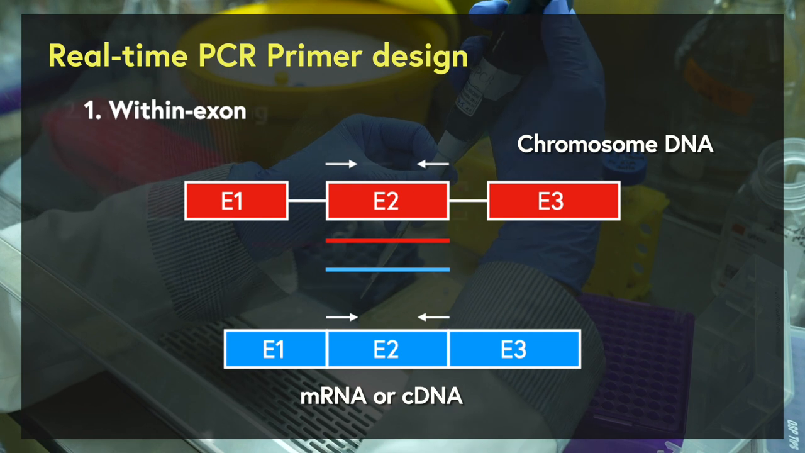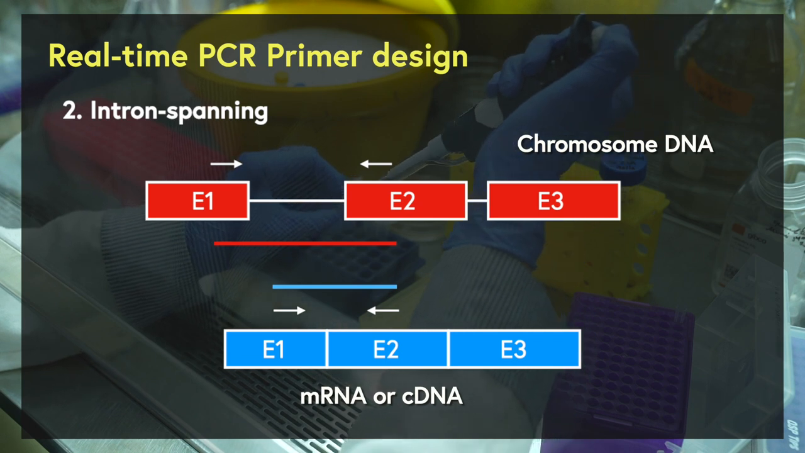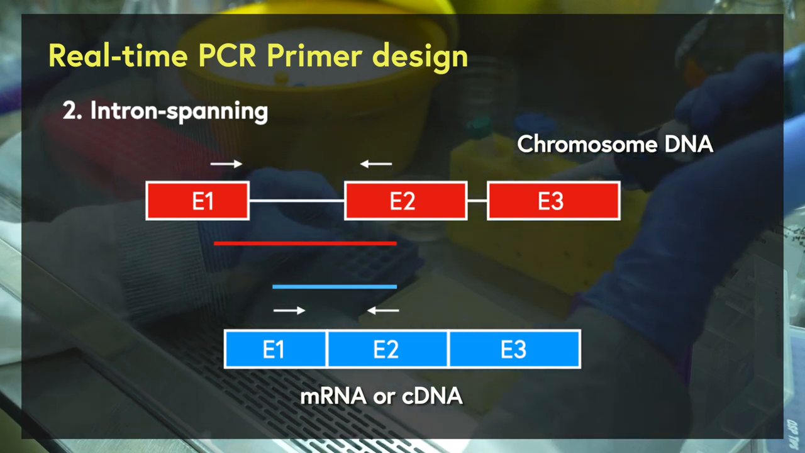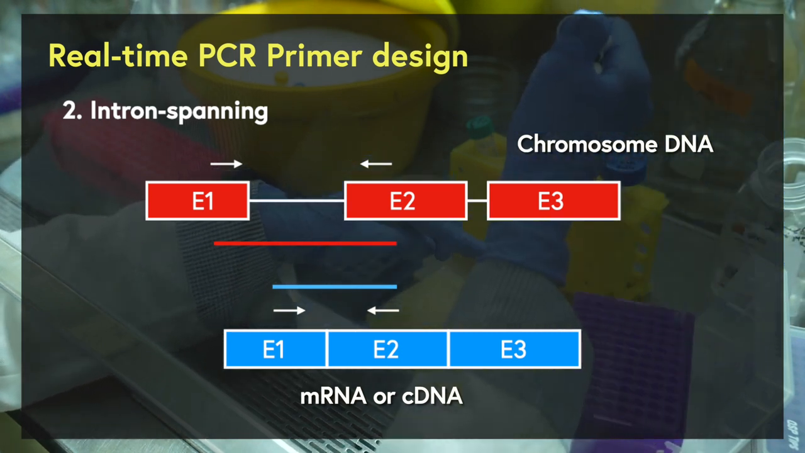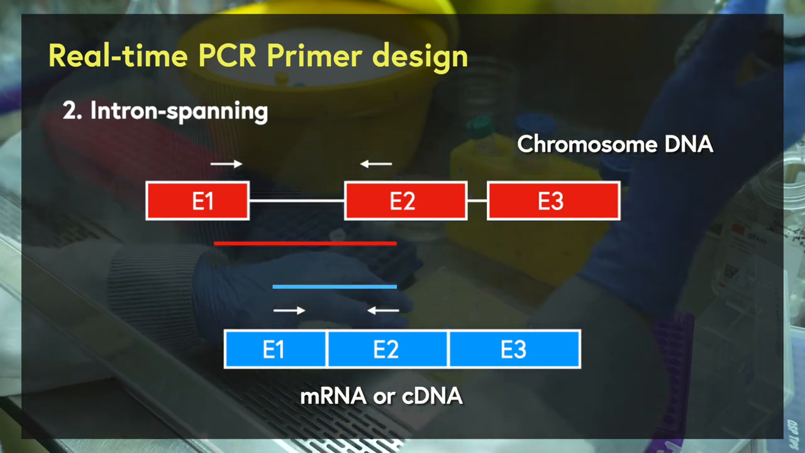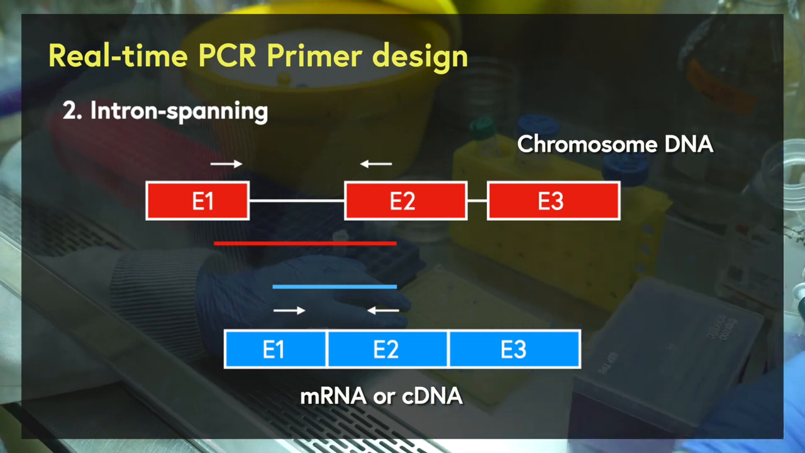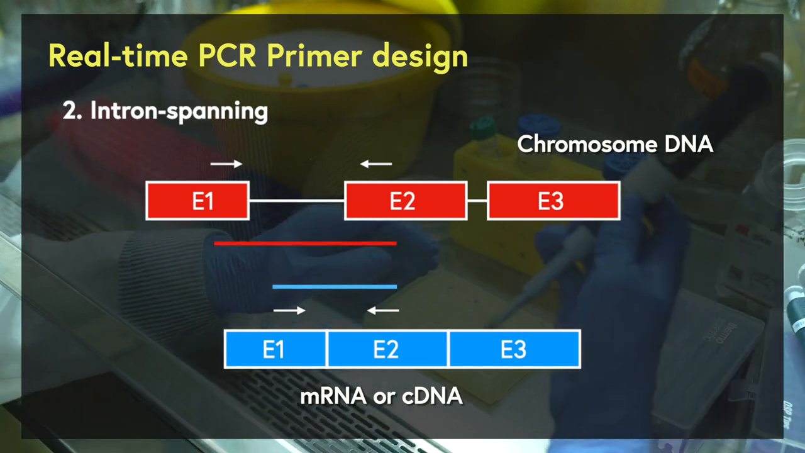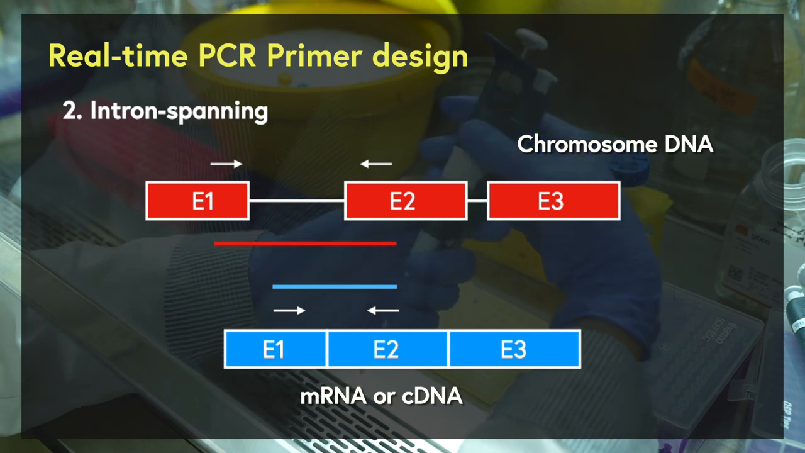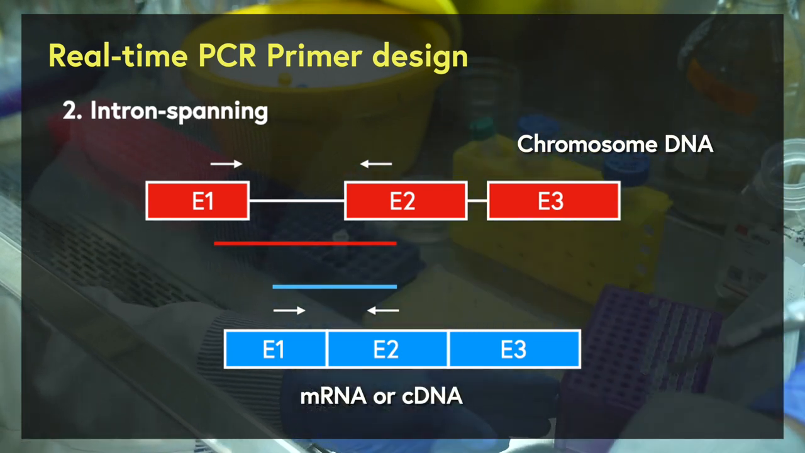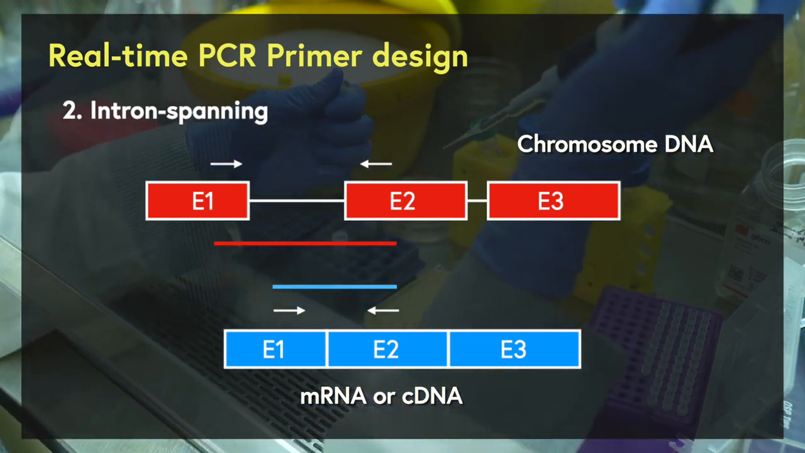The next one is the intron spanning method. Imagine that you have the forward primer on exon 1, and the reverse primer on exon 2. Then you can use these primers to amplify PCR products from your messenger RNA or from your cDNA. However, these primers will also anneal to the chromosome and amplify longer PCR products from chromosome DNA, since it amplifies the intron that does not exist in cDNA but exists in chromosome DNA. The above 2 methods are not ideal.